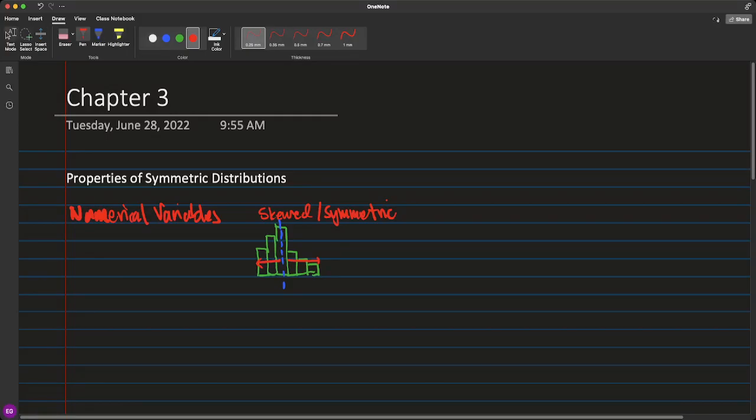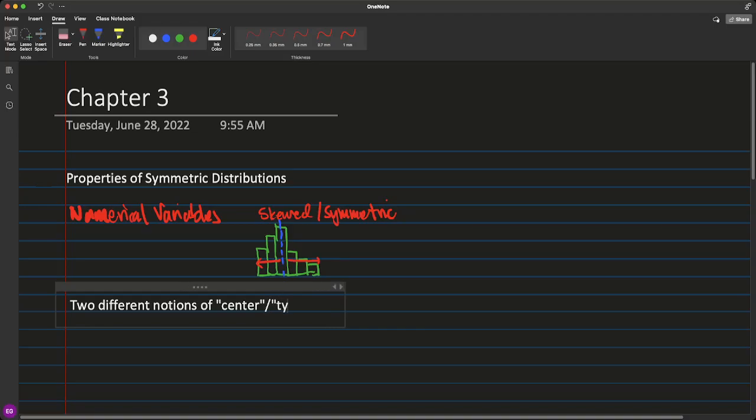Okay, so what we're going to talk about in this video is, let's say you have a symmetric distribution. We're going to see that there are two different notions of center. Remember, we talked about the shape of the distribution, are there outliers, what's the center, and what's the spread. For numerical distributions, there are two different ways to think about the notion of center. And when we talked about the center, that also meant what was a typical value or a usual value.